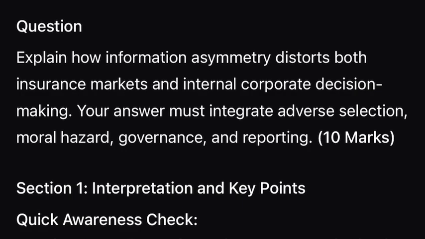2. Corporate distortion, internal. Asymmetry exists between the first line, business units, and the board. This is the principal agent problem. Managers may selectively report green indicators on reporting dashboards to secure bonuses, while hiding tail risks that they understand but the board does not.